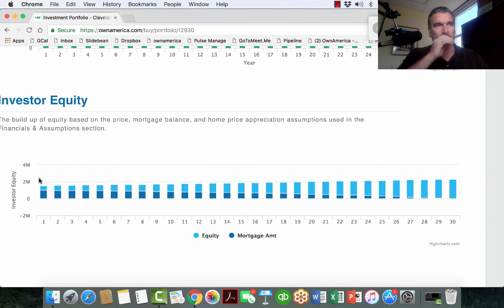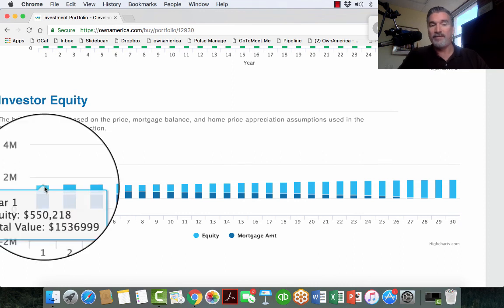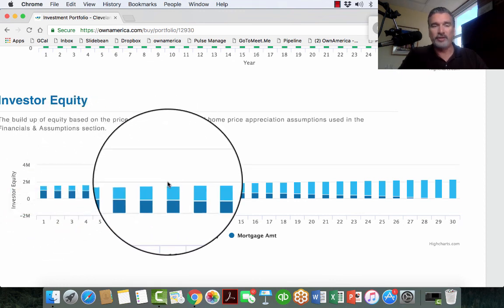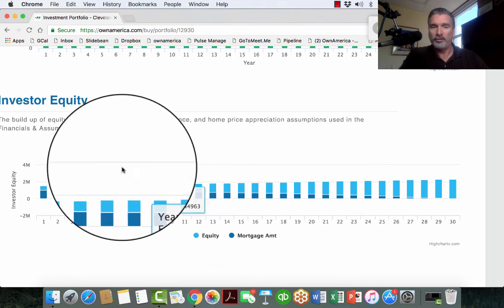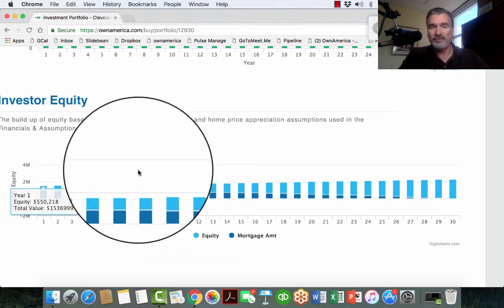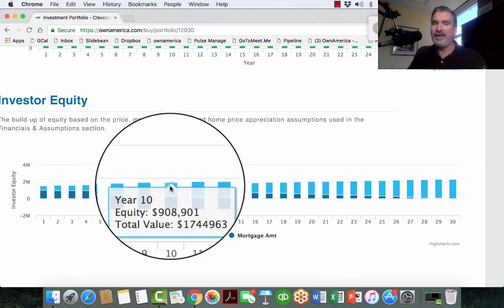Remember before I went from $1.5 million in invested capital to $1.75 million. I made $250,000. But now because I have this leveraged, I went in for $550,000 now, not $1.5 million. All right, the value was $1.5 million, but I only put down $550,000. 10 years later, I have equity of $908,000. I made $400,000 or $350,000 instead of $250,000. Now, how in the world did that happen when the property appreciated the same in both cases?